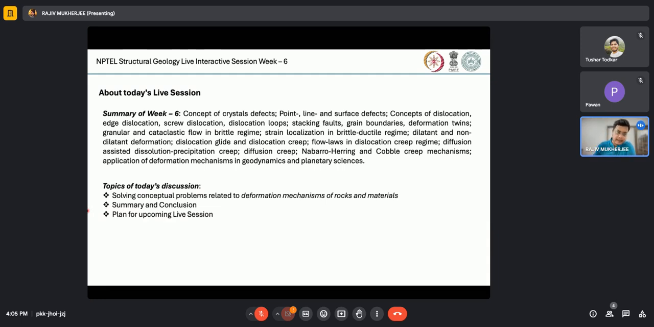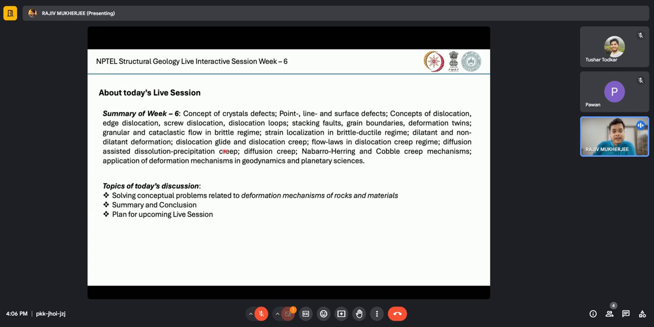On that direction, the summary of week 6 content was mostly related to the concept of crystal defects, starting with point defects, line defects, and surface defects. Then we talked about dislocations, which are divided into edge dislocation and screw dislocation, dislocation loops, stacking faults, and grain boundaries. Those are the surface defects. Then we talked about deformation twins, granular and cataclastic flow in the brittle regime, which generally talk about bulk scale of deformation. And then strain localization in the brittle-ductile regime, dilatant and non-dilatant deformation.